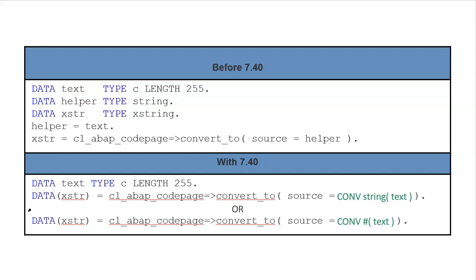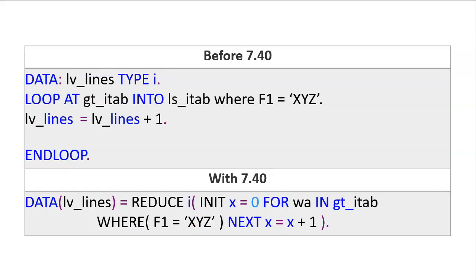Another new thing which came in 7.4 is CONV. CONV is used to explicitly convert a variable. Earlier we had to declare two variables, get the value in one, then move it to the other, then pass it to the method. This time we can directly pass a variable, convert it on the same line with the CONV keyword, and then it can be passed, and the returned data can be taken in an inline DATA statement. This reduces your work all the way.